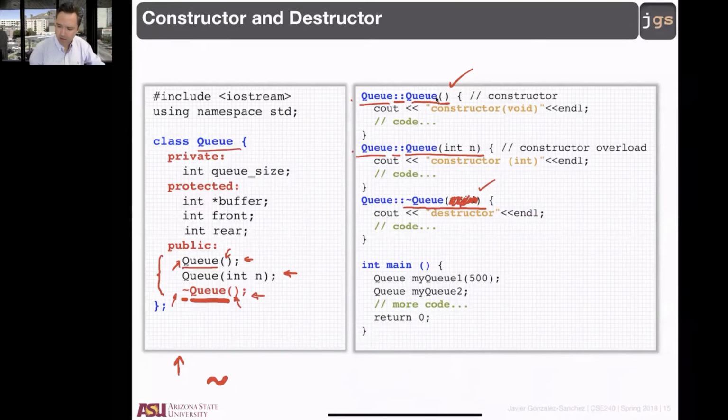Okay, so name of the method, name of the class, scope resolution operator, the body for my three methods, two constructors, one destructor. Inside of the method, the only thing that I am doing right now, let's print something, just to play with them. Print destructor or print constructor, whatever. It's just a message. And then I have my main.